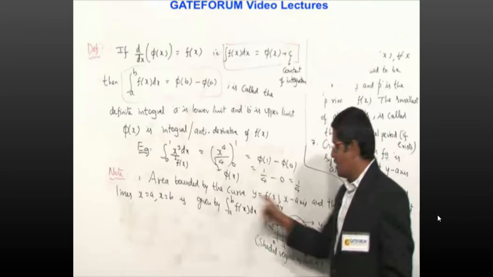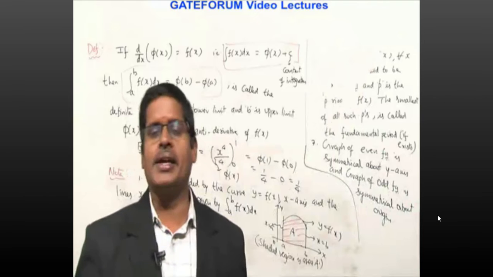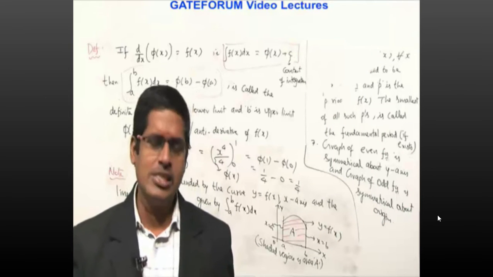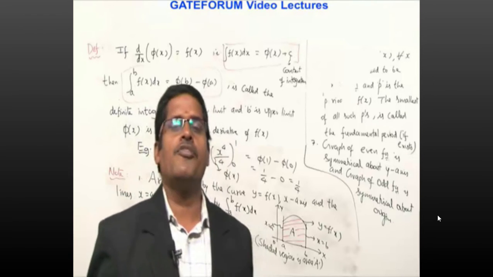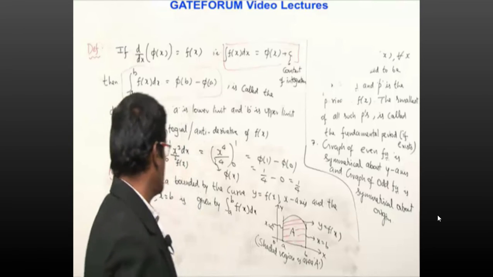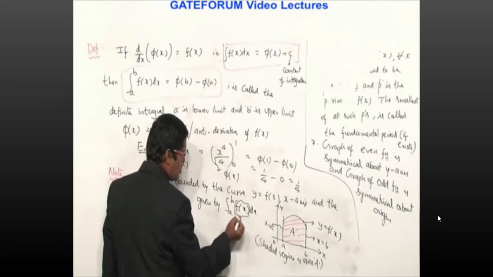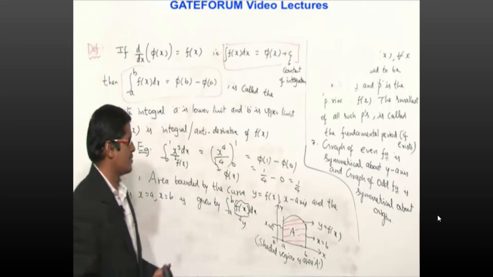Similarly, in this point, interchange x and y, and you will get the area bounded by the curve x is equal to a function of y, the y-axis, and the lines y is equal to a, y is equal to b. That is nothing but the integral a to b of f of y dy, or x dy. So this f of x is also denoted by y because the curve equation is represented by y is equal to f of x.